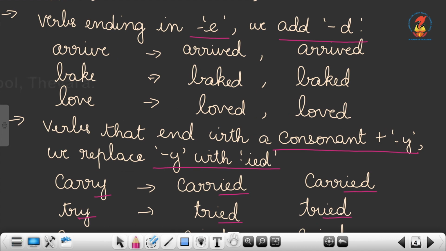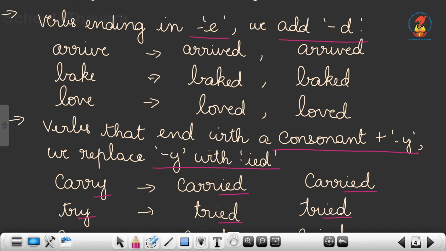If the verb ends with e, what do we do? How do we write it in past form or past participle? Look at the word arrive. This verb ends with the letter e, right? So what we have done, we have just added d there. So arrive, past form is arrived and past participle is arrived itself. Bake, baked, baked itself. We are just adding d because the verb ends in e, right? So there we just have to add d.